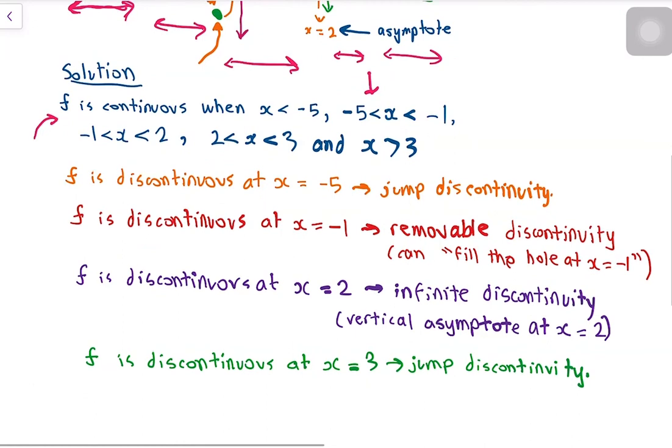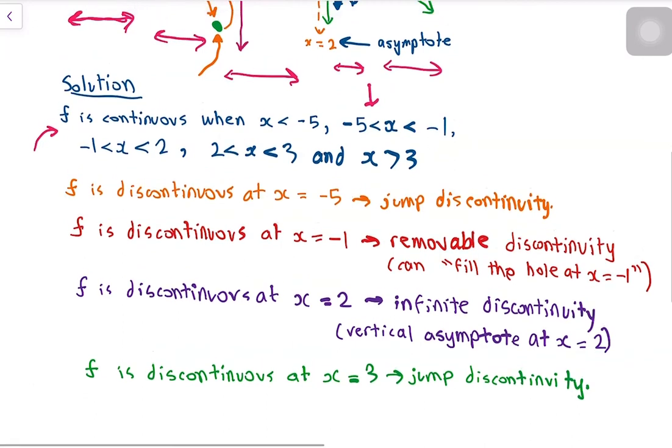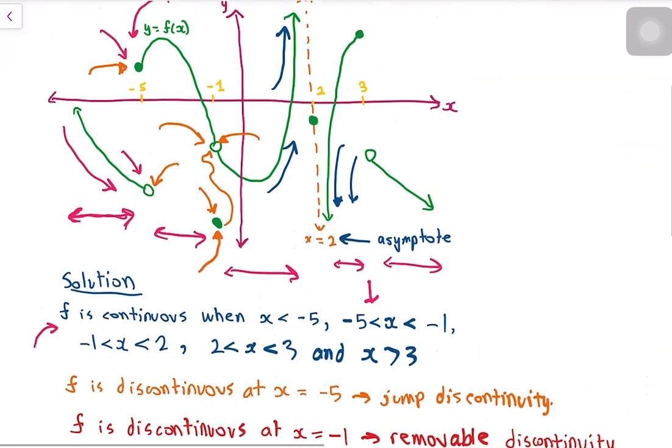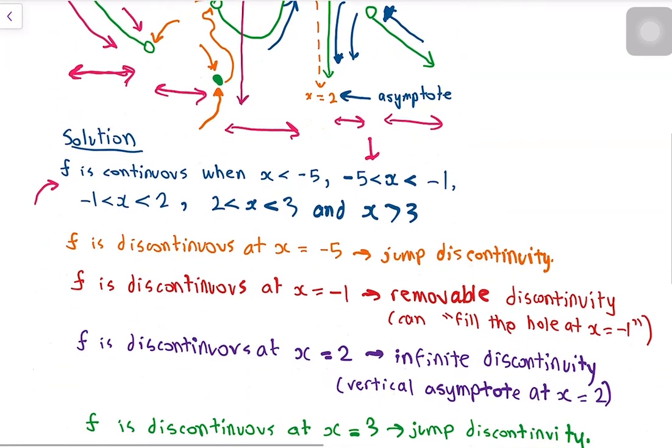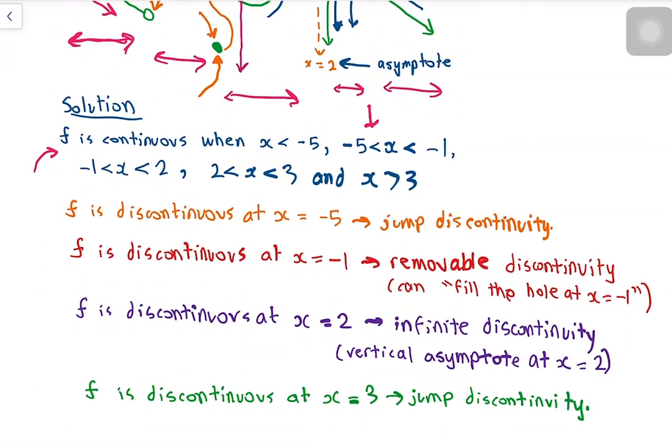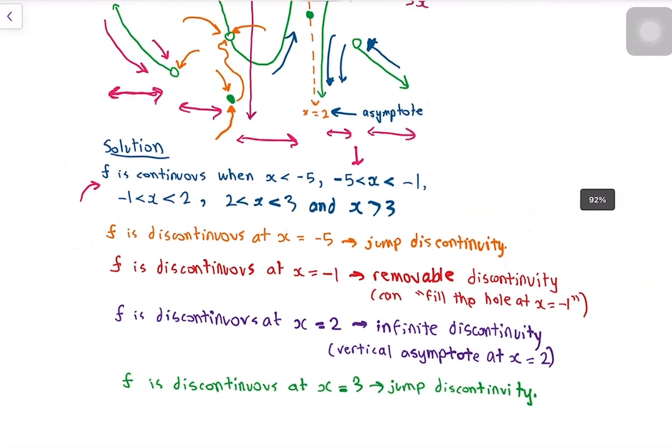And finally, we look at x equals 3, where we again have a jump discontinuity. So similar to earlier, at x equals 3, the left-hand limit is up here. So we approach this limit as x approaches 3 from the left, but from the right, we approach a different limit over here. This is the reason we have a jump discontinuity at x equals 3. This classifies all discontinuities of the function f. So this completes the solution to this problem.